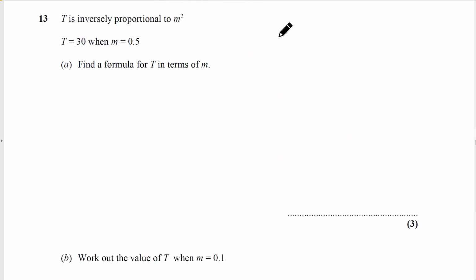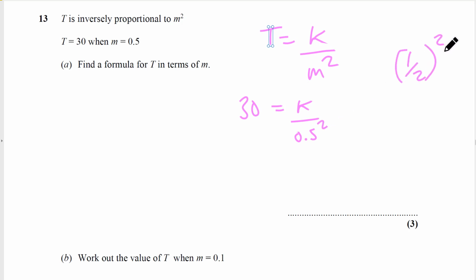T3, inverse proportion. So that means it's t equals k over m squared. When t equals 30, right, so we need to do 0.5 squared. So that's a half squared, right guys, which is equal to a quarter. So we get 30 equals k divided by a quarter.